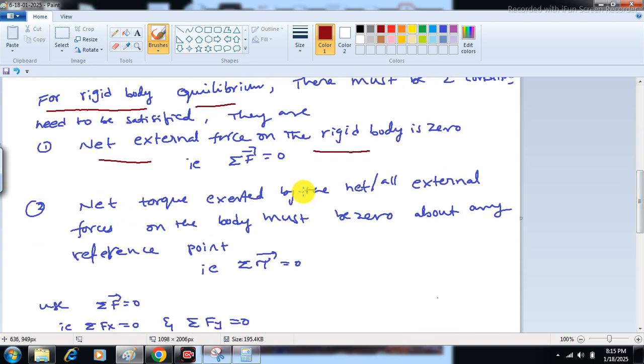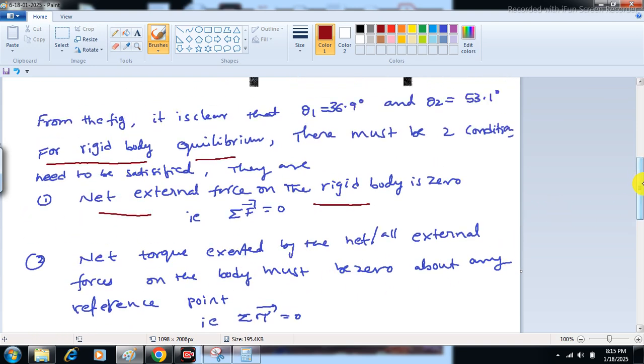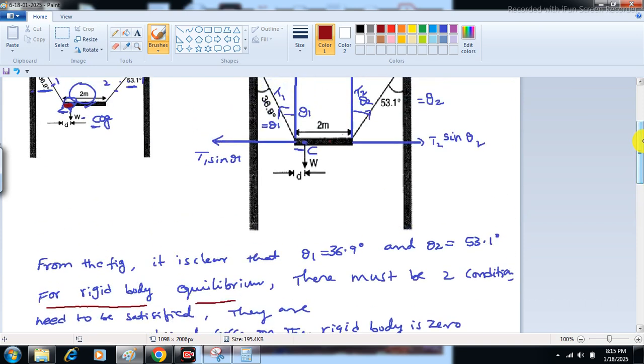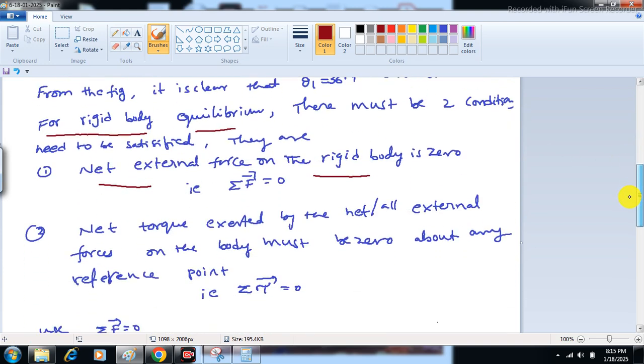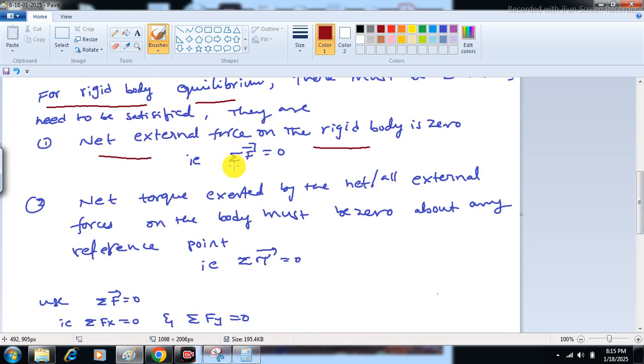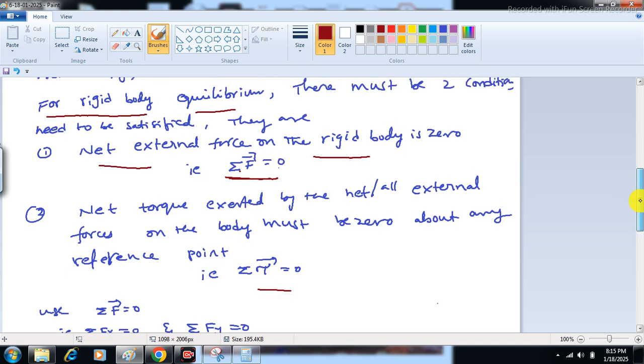And the net torque due to all the external forces acting on the rigid body must be zero about any reference point. So we can take a reference point anywhere on this rigid body. It is our option. So there are two conditions to satisfy rigid body equilibrium, that is sigma F vector is 0 and sigma tau vector is 0. Now we have to go back.